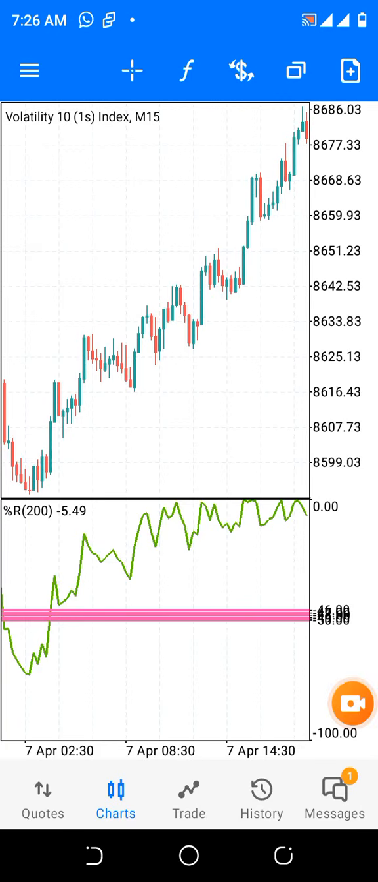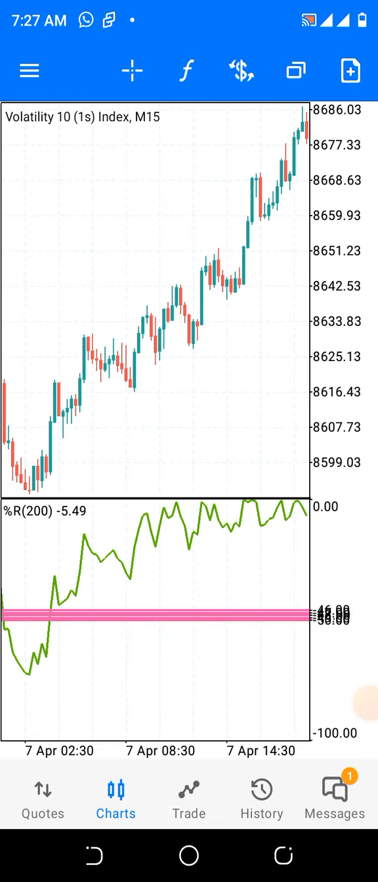Welcome guys, this is one of the best strategies to use and trade Volatility 1x index on 15 minutes time frame and record massive profits. What you need is only one indicator. You need only one indicator to record massive profit. Now this is how the strategy works. I will show you the settings towards the end of the video.